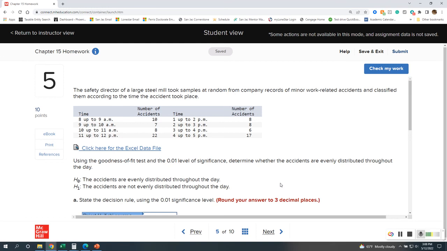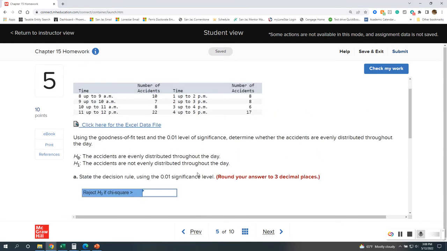So 5. The safety director of a large steel mill samples at random from company records of minor work-related accidents and classifies them according to the time that the accidents took place. Okay. Using the goodness of fit test and the 0.01 level of significance, determine whether the accidents are evenly distributed throughout the day. Okay. Goodness of fit.